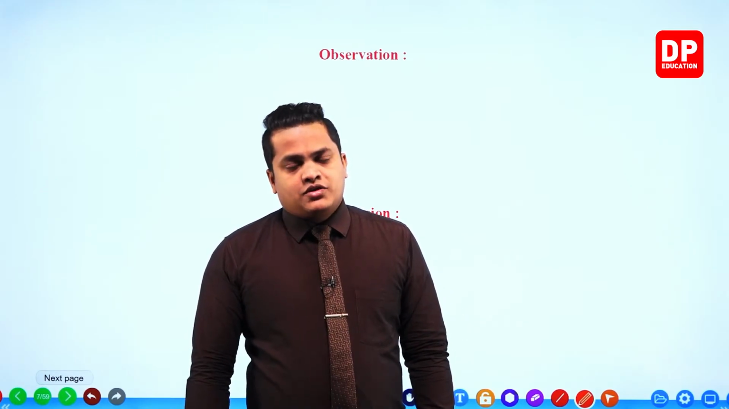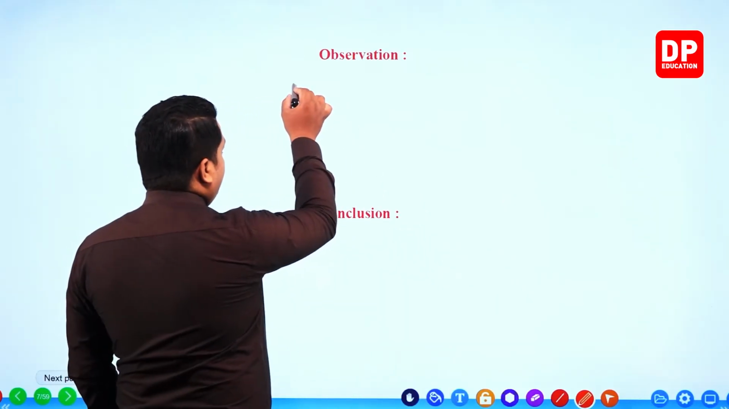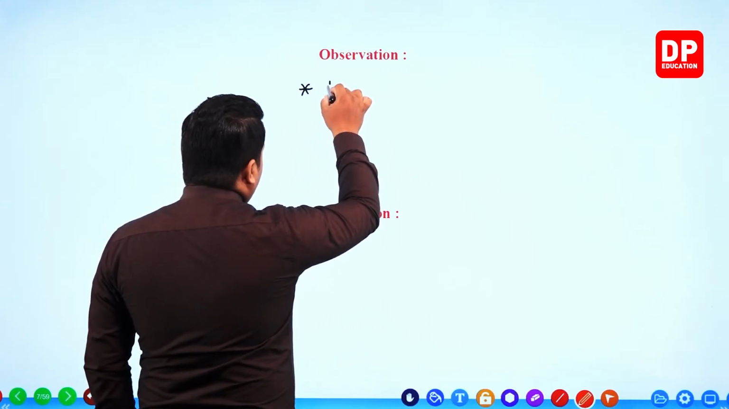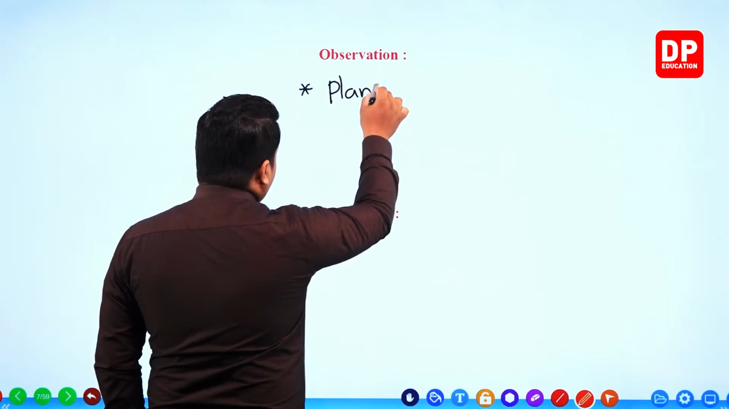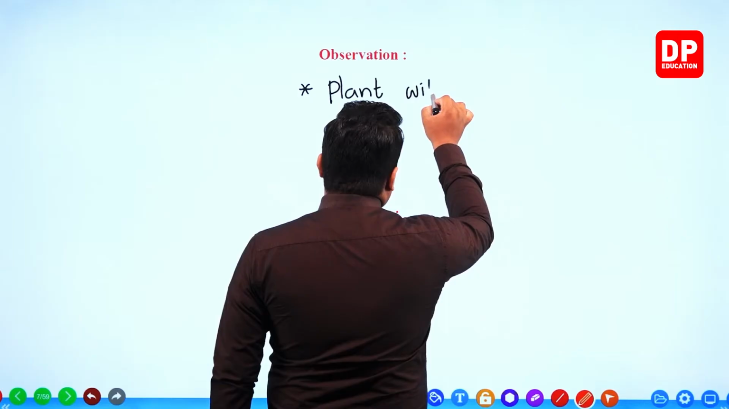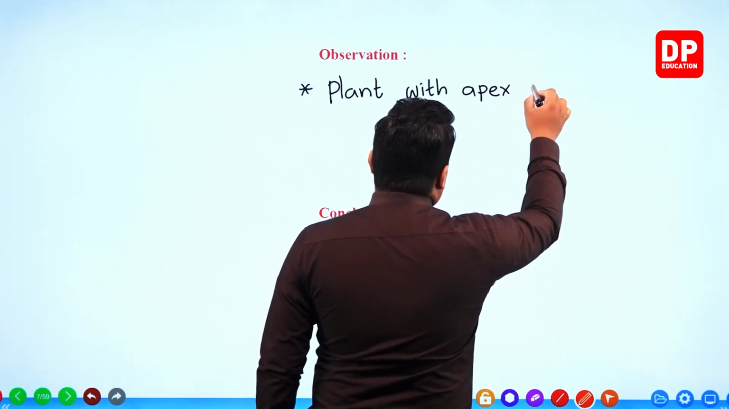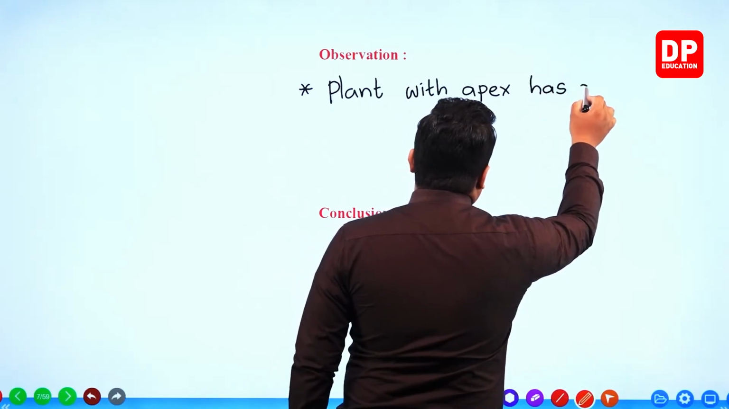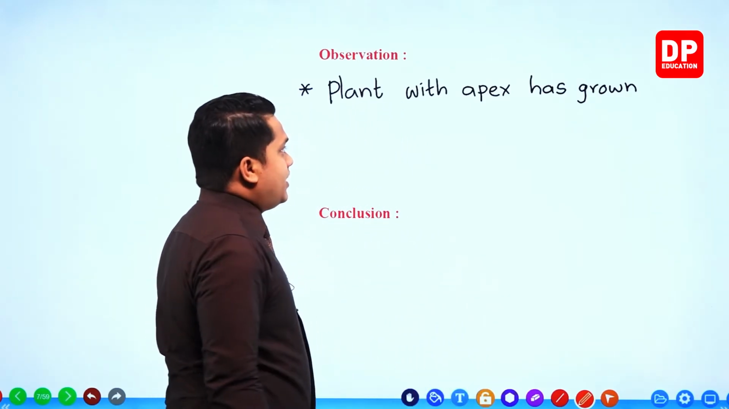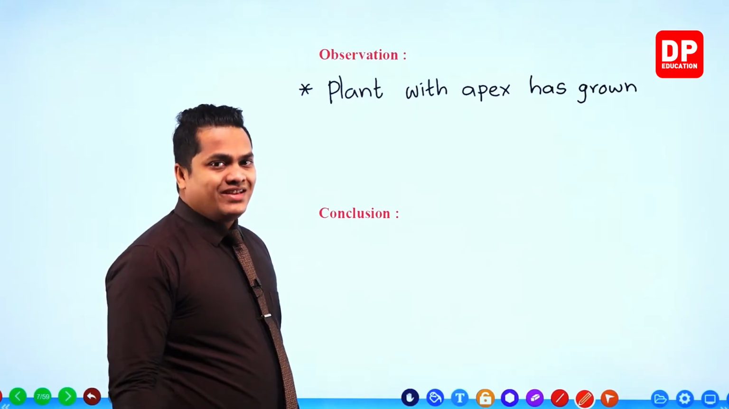Okay, so we'll write down our observations then. Our observations are quite simple. What are our observations? The plant with apex has grown. How can we say that? Because the height has increased.